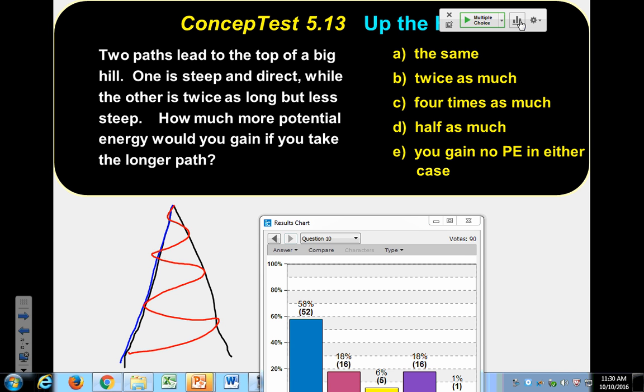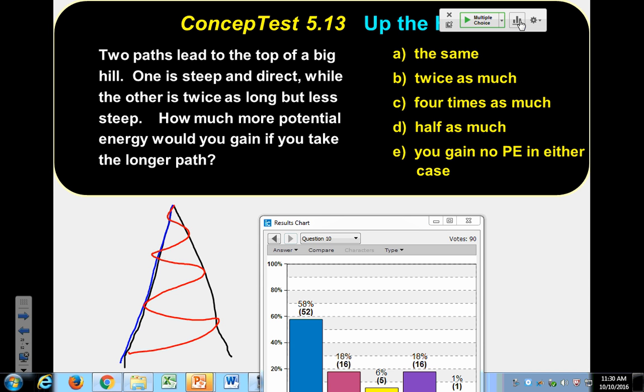Now, it is true that one of these will take more work. Which of them will take more work? The switchback path, right? It will take more work. The red one takes more work. I'm sorry, y'all said steep, didn't you? Why does the red path, the one with the switchbacks, take more work? More distance, right? And you have all sorts of non-conservative forces acting upon you.